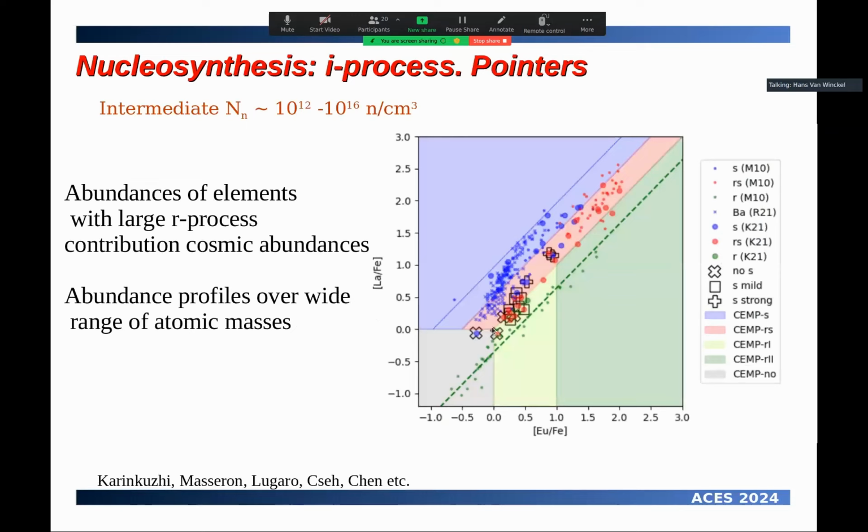The pointers to the I process is really the profile of heavy element abundances. And this is another picture which may be a bit complicated. This is europium versus iron. This is lanthanum versus iron.